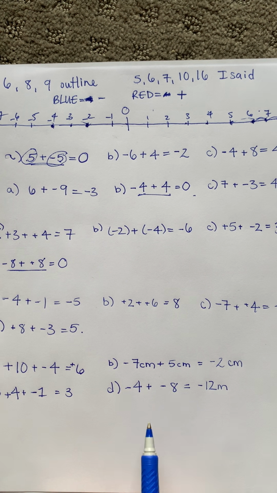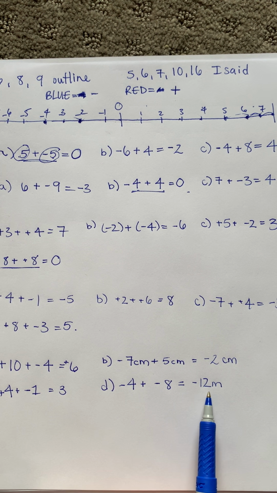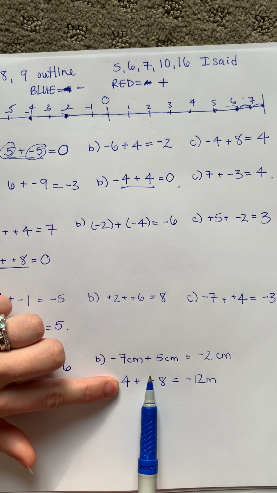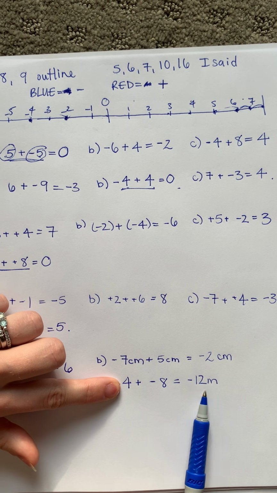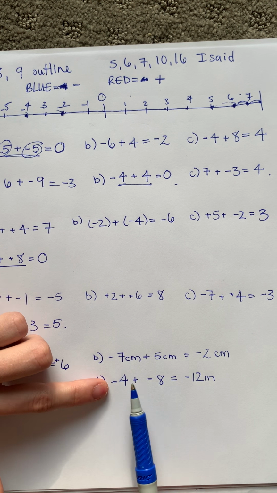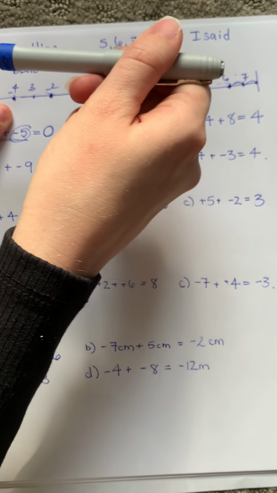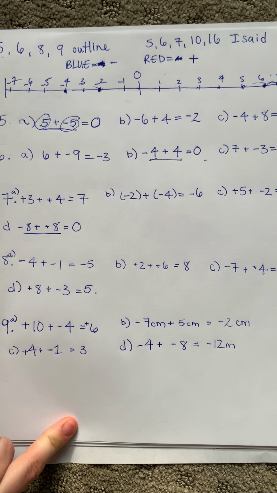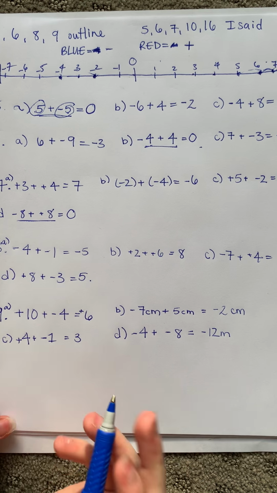You can see that once you've decided if a number is going to be negative, the addition process is the same as if the numbers were positive. 4 plus 8 is 12. But because I know that I have a negative number and I'm just going more negative, that 12 has to be negative as well. Okay, only 2 questions left.